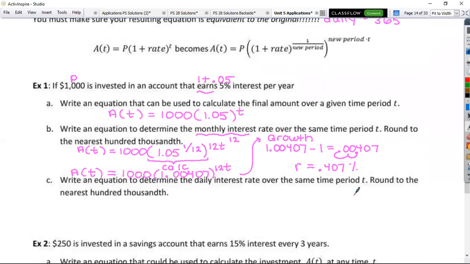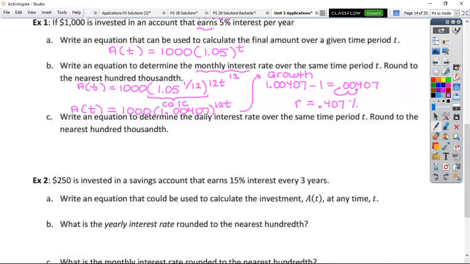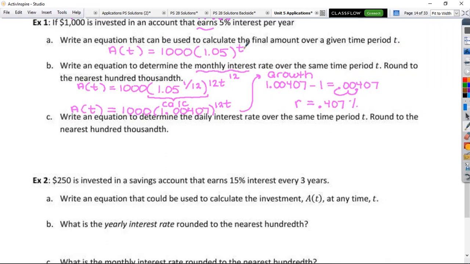All right, so next, we are going to take this equation and we're going to determine a daily interest rate. So I want you to make a big note here because this gets confusing if you forget it. To write it as a daily rate, what I do is I use the original, not this one. So I'm going to use my original. And all I gotta do is type it in.